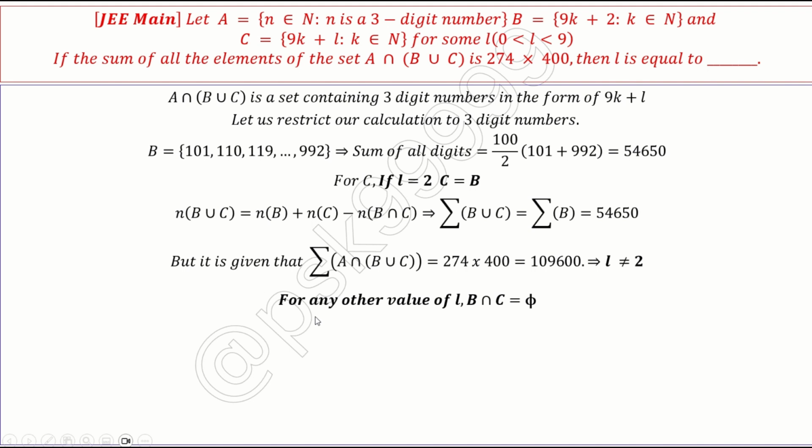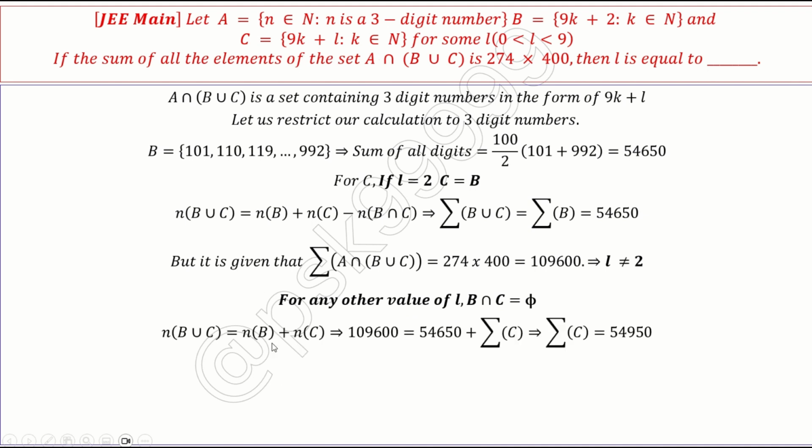Now let's take some other value of L, which means B intersection C is empty. If you take any other value, B and C are distinct sets. So the number of elements in B union C is equal to the number of elements in B plus the number of elements in C, because the intersection is empty. This total is the sum of elements in B plus the sum of elements of C. So from this we have to calculate the sum of elements of C, which is obtained by subtraction, and is nothing but 54,950.